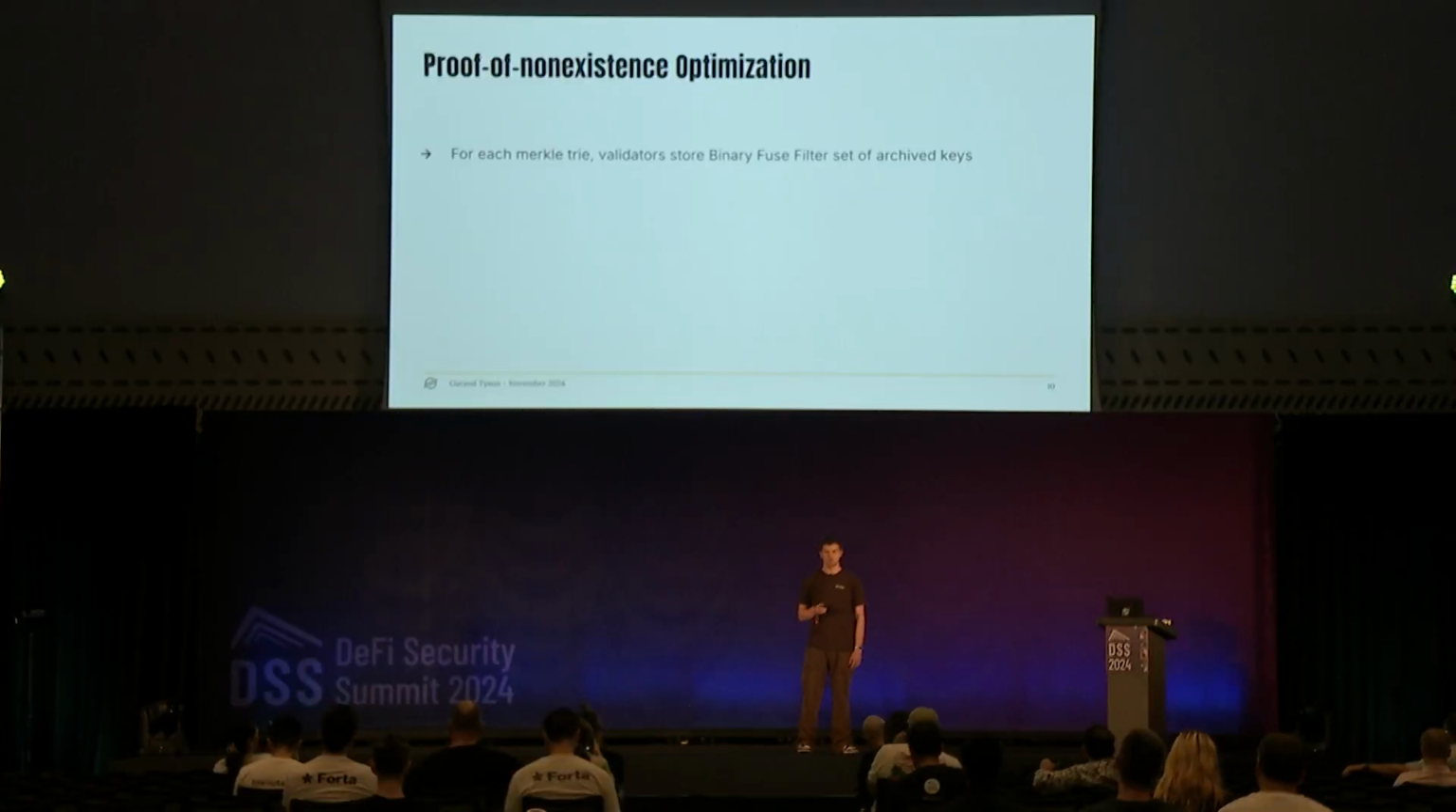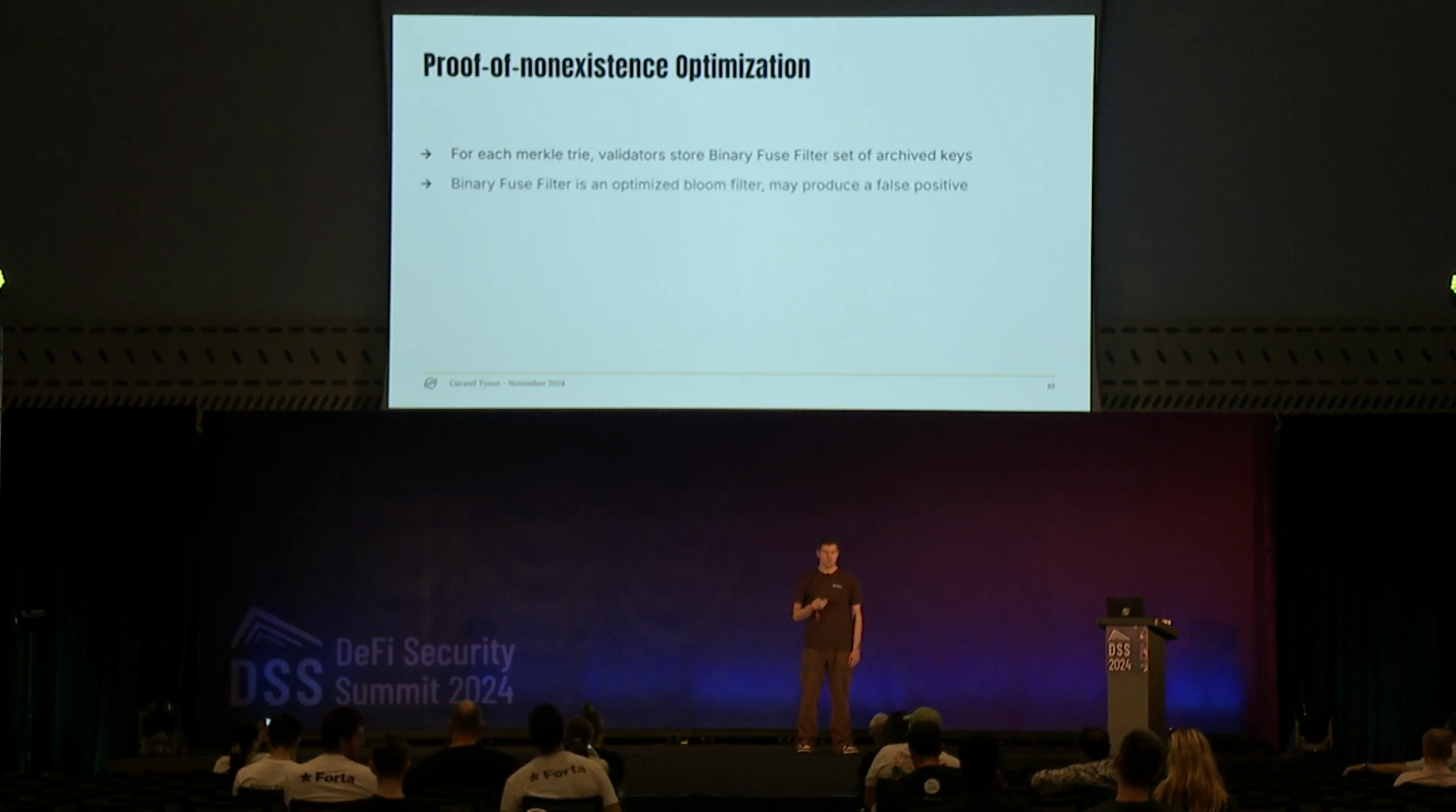And so for each Merkle trie, in addition to holding the root node persistently, validators are also going to store a binary fuse filter set of all the archived keys. A binary fuse filter is just an optimized Bloom filter. Now, the binary fuse filter does produce false positives because it's a probabilistic set, but the properties of the binary fuse filter are such that it favors safety over liveness.